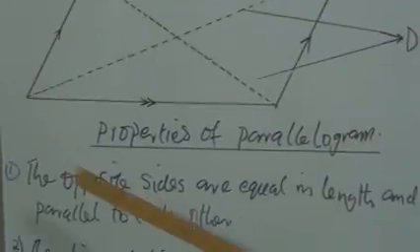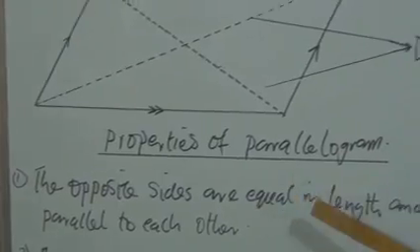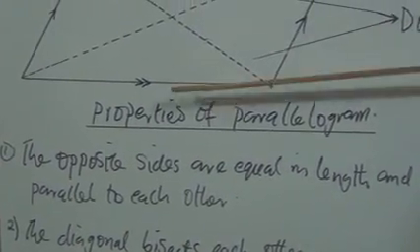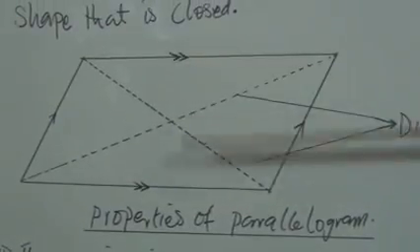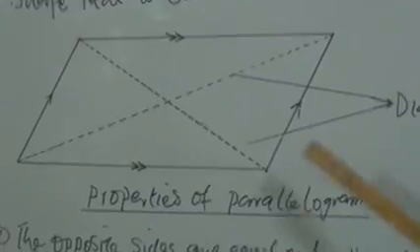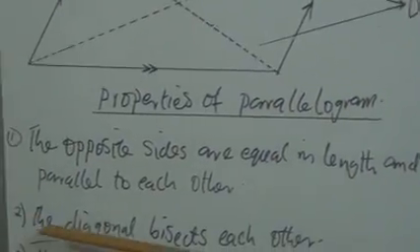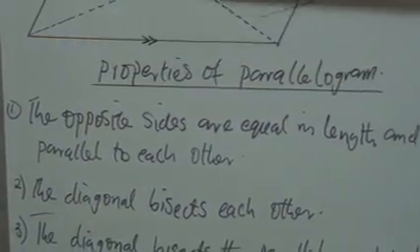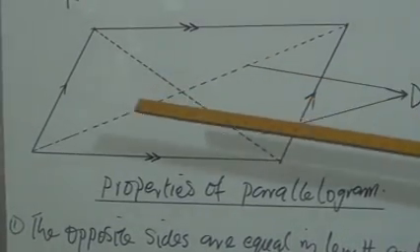Number one, the opposite sides are equal in length and are parallel to each other. These are the opposite sides. They are equal in length and they are also parallel to each other. Number two, the diagonal bisects each angle. This diagonal bisects each of the angles.